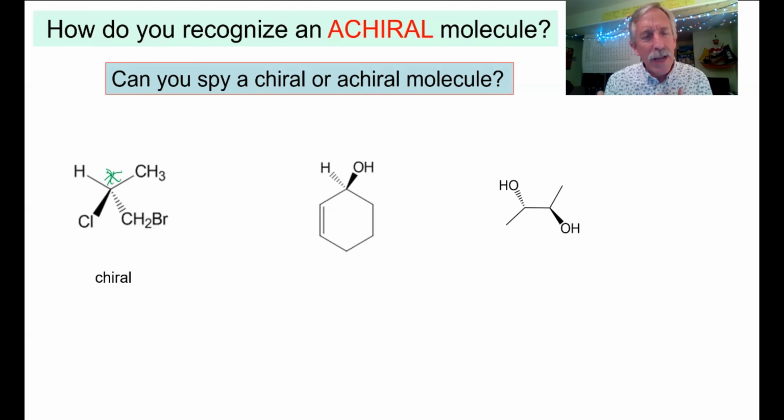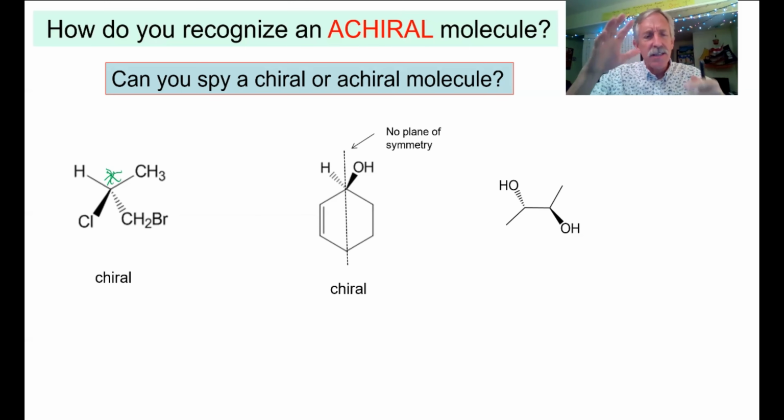And so notice now wedges and dotted lines are really, really important, okay? To show the 3-dimensional shape and help me see the 4 different groups coming off of it. Here, it might look like there's a plane of symmetry originally, like it looks like a ring and an OH and an H that are actually coming out at you and away, and you might be able to chop them right in half, but you cannot because of the alkene. Chiral center and chiral molecule. How about this one?